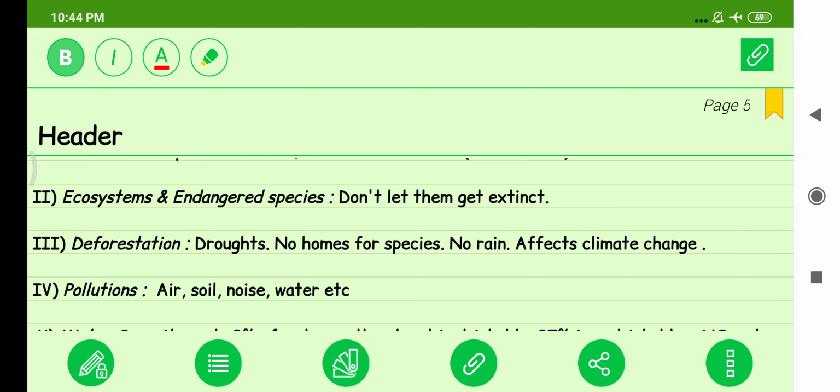Third environmental problem is deforestation, because it causes droughts. It destroys homes for species. No rain. Also it affects rain, it affects climate change. And sometimes you hear a lion was found in some village, a lion was found in some town, a tiger attacked and killed someone in some market. It is because we human beings, by doing this deforestation, have destroyed homes of these animals in the forests, and that is why they come to our villages and towns to kill us. We are responsible.